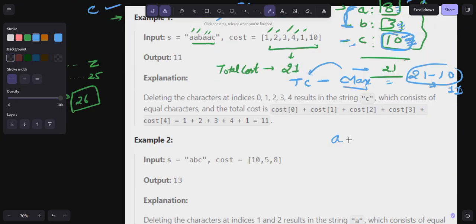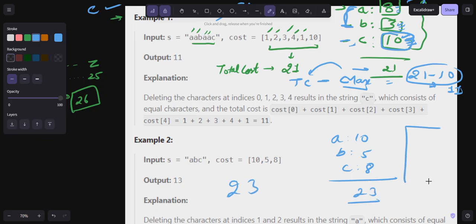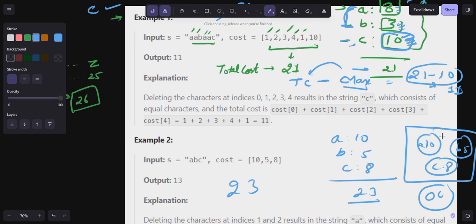Here A is 10, B is 5, C is 8. Overall cost: 10 plus 8 is 18, 18 plus 5 is 23. So the overall cost is 23. Among these, A is 10, B is 5, and C is 8. Definitely you want to keep the maximum value, so you have to subtract the others. Whatever you want to keep, just subtract this value 10. The bigger value: 23 minus 10 is 13.